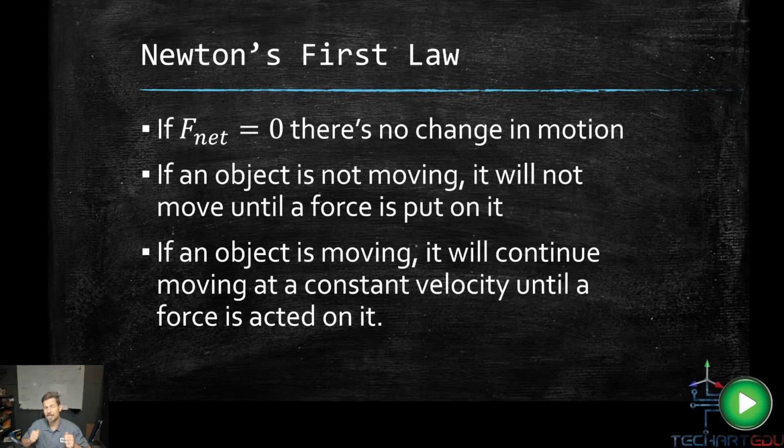Also, if there is an object that's already moving and it's cooking along there, that object is going to keep cooking along. Imagine that object is in space and it is just rolling around. It's going to keep rolling around there forever because there are no forces out in space. There's just nothing. It's the vacuum. So therefore, it's just going to keep on going ad infinitum. So that's Newton's first law.